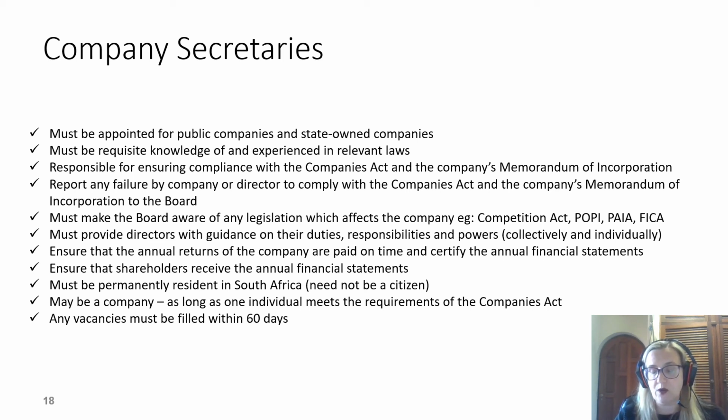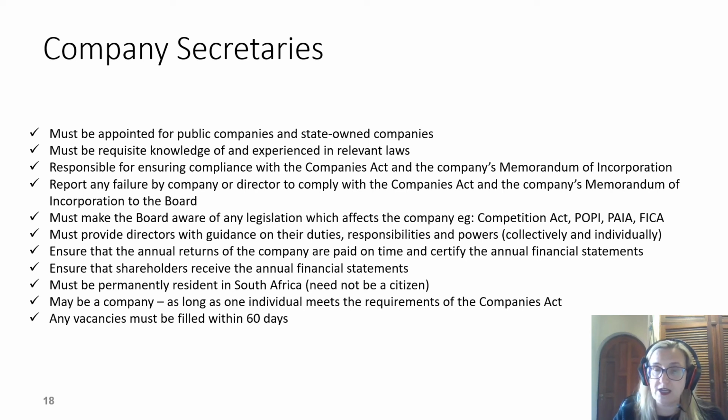So be sure that if you are a company secretary, you do identify all the other bits of legislation that are relevant to the company. You have a duty to provide your guidance to your directors with regards to their own fiduciary responsibilities. This is collectively as a board and as the individual members as well. And this is where all the soft, juicy stuff of being a company secretary comes in. Thereafter, the Companies Act does get a bit dull in terms of our duties. We also have to make sure that we pay our annual returns and we certify our annual financial statements.